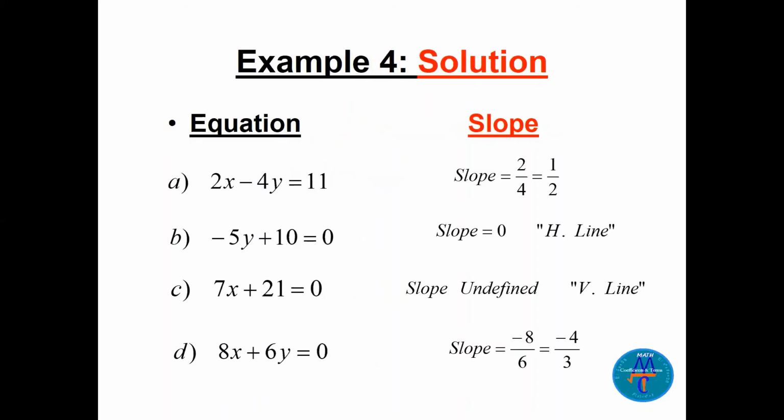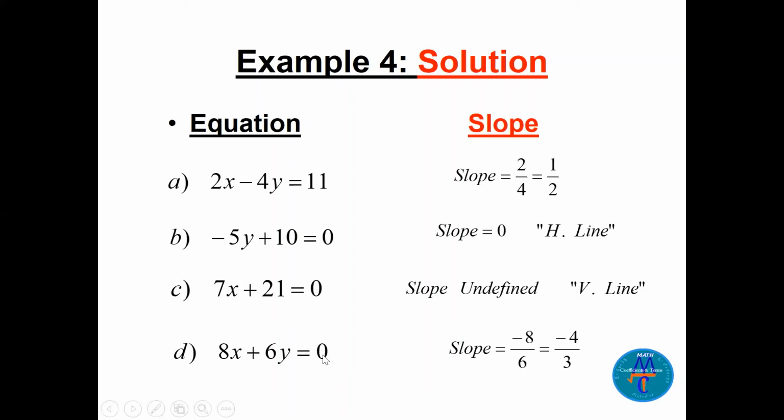Now, remember, we have to solve for y. So we take y on the other side, divide by 4, so it becomes 2 over 4. Please take care of the signs, sometimes minus, sometimes plus. So 2 over 4, you simplify it, the slope is half. This one, why is the slope 0? Because if you take 10 on the other side and divide by minus 5, you get a horizontal line, HL. 7x plus 21, if you simplify this equation, take it on the other side, it's a vertical line. So the slope is undefined.